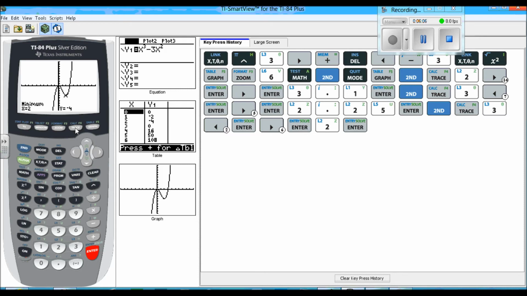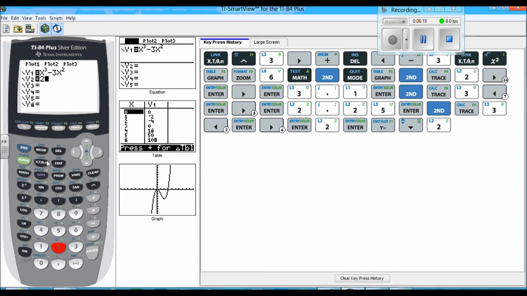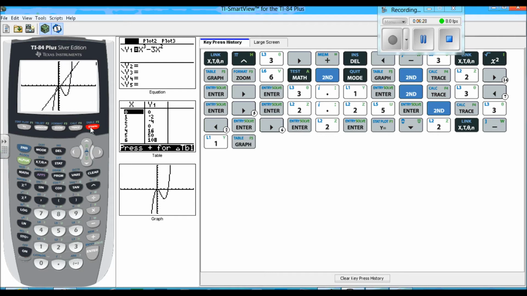All right, another thing we can do is graph another function. Let's just graph a line here. So go down to number 2, and 2 variable minus 1, graph. Okay, so we want to know what the intersection points of this are.